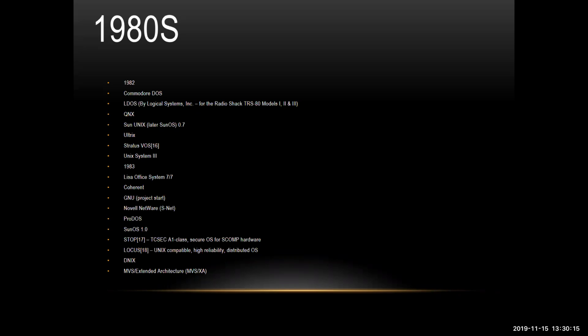And then we also had QNX, UNICOS, Venix 2.0, and then the Virtual Machine Extended Architecture Migration Aid.